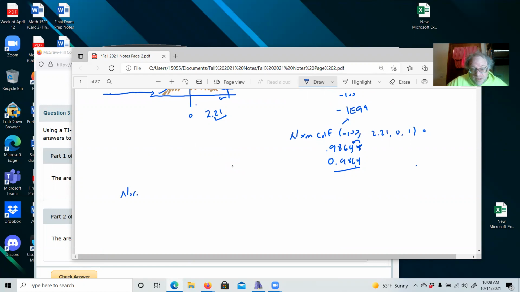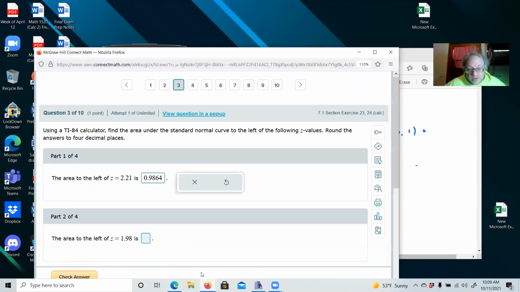So we're going to do normalcdf, right? We're going to type in negative 100, 1.98, and then 0 and 1. These are because they are standard. In the next section, they will not be standard, and we're going to have to do something else. All right, so we're going to type this in.